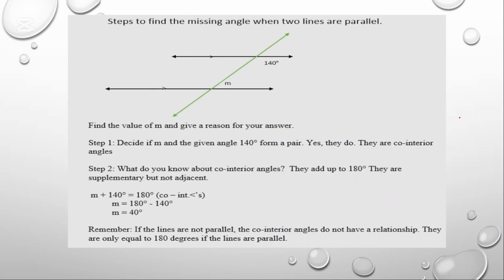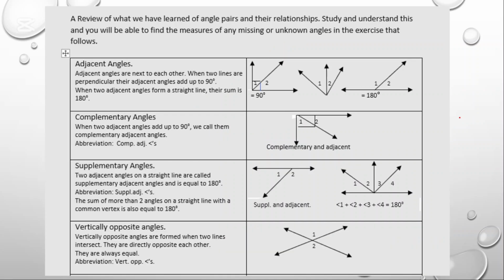Now remember, if the lines are not parallel, the co-interior angles do not have a relationship. They are only equal to 180 if the lines are parallel. Now here I have a review of what we have learned of angle pairs and their relationship. I want you to study and understand this, and you will be able to find the measures of any missing or unknown angles in the exercise that follows.